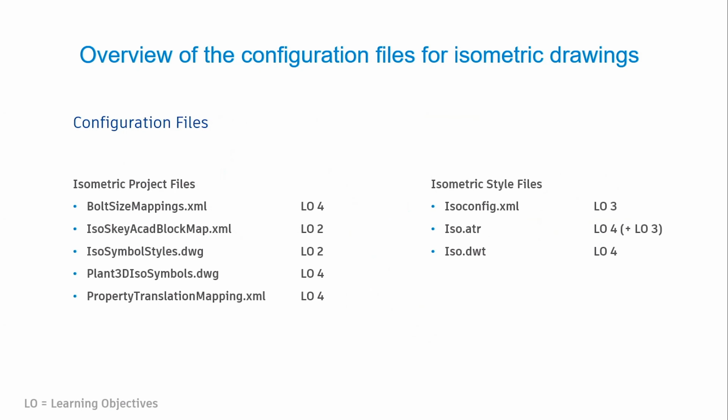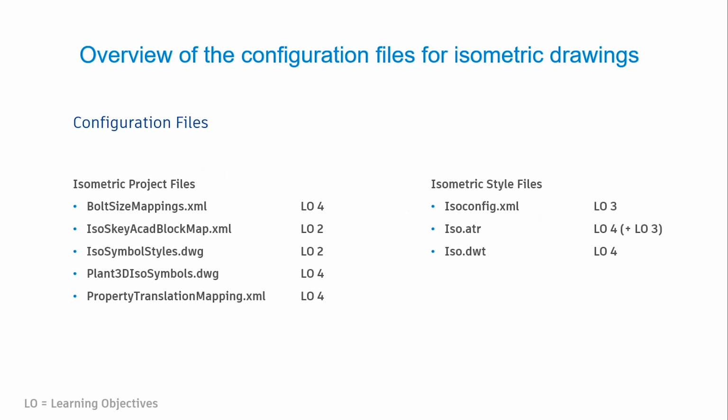Let's dive a bit deeper into the structure. The files, which are saved directly in a project subfolder isometric, are the isometric project files. They behave independently from an IsoStyle. Here we will find the following files: bolt size mappings XML, ISO ASCII ARCAD block map XML, the ISO symbol styles drawing, the Plan 3D ISO symbols drawing, and finally the property translation mapping XML file.